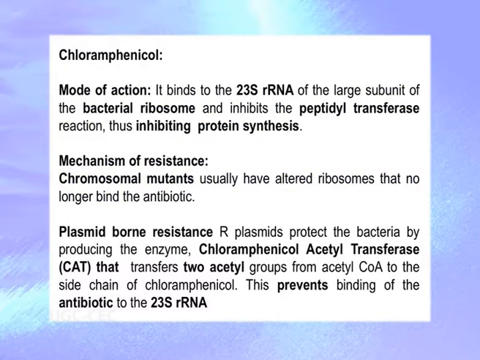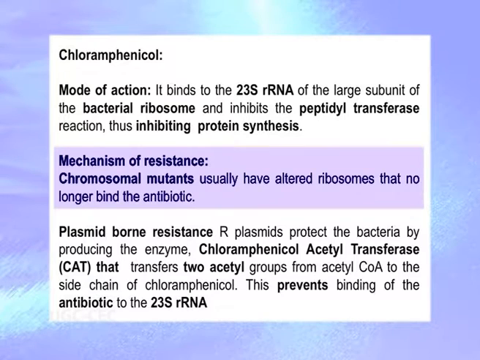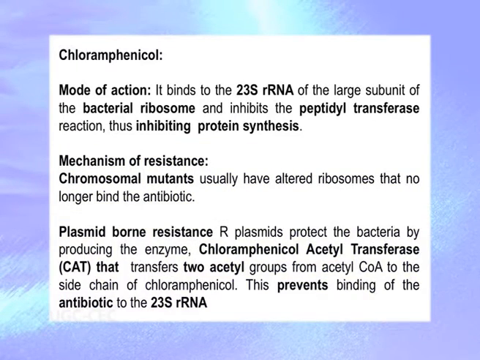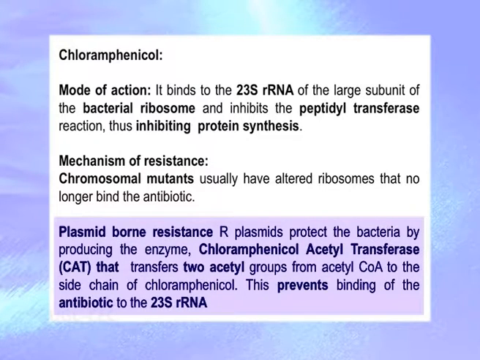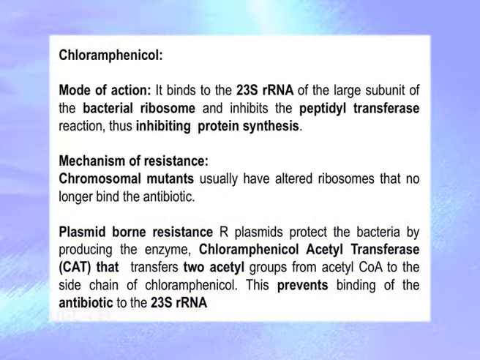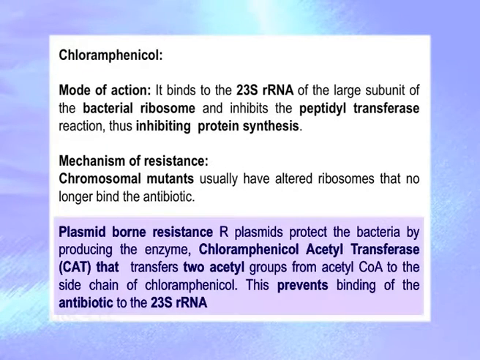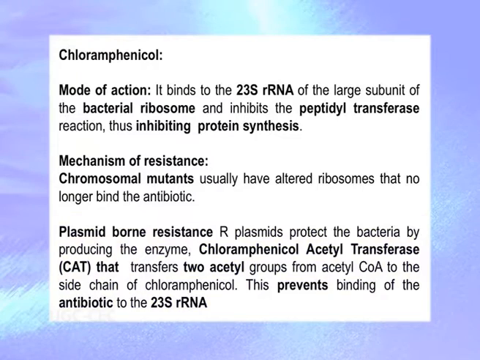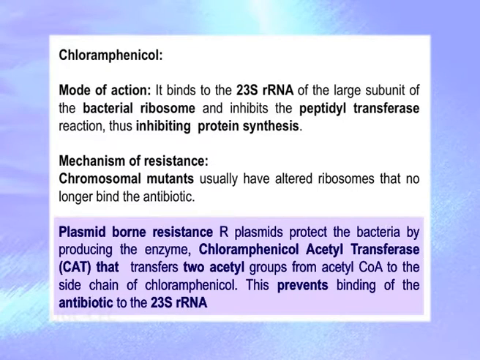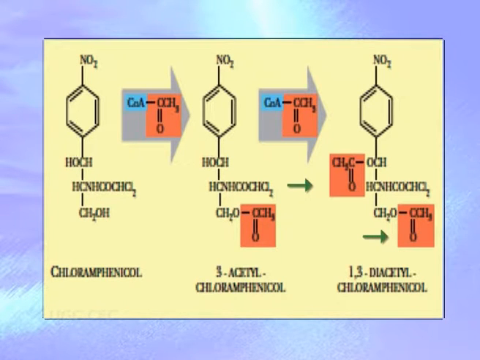As for mechanism of resistance, chromosomal mutations usually produce altered ribosomes that no longer have any affinity for the antibiotic. Plasmid-borne resistance codes for an enzyme called chloramphenicol acetyl transferase. It transfers two acetyl groups onto the chloramphenicol molecule, and the addition of these two acetyl groups inactivates chloramphenicol. As you can see here, the two acetyl groups are being transferred onto the chloramphenicol, leading to synthesis of 1,3-diacetyl chloramphenicol, which is inactive.